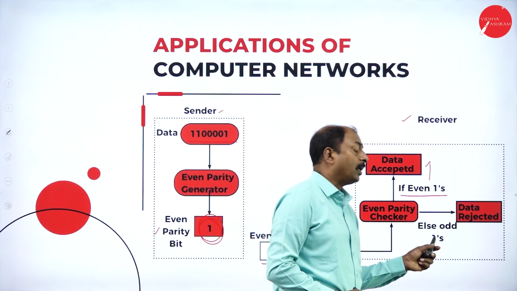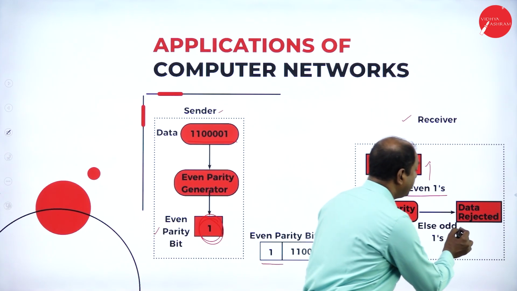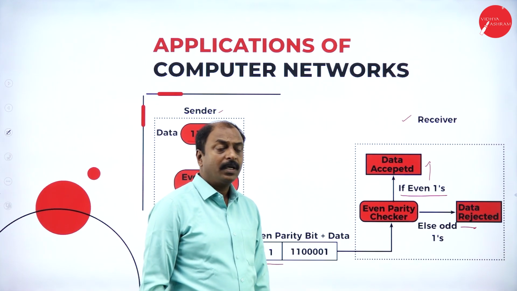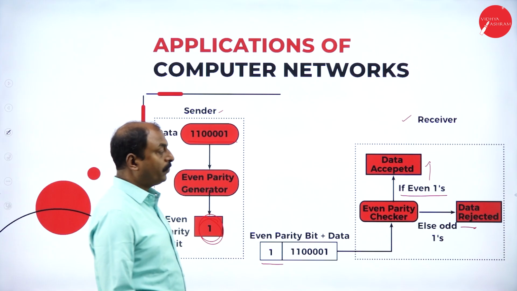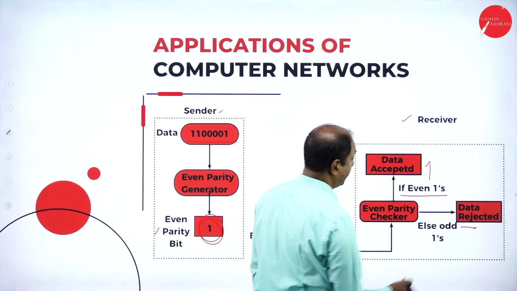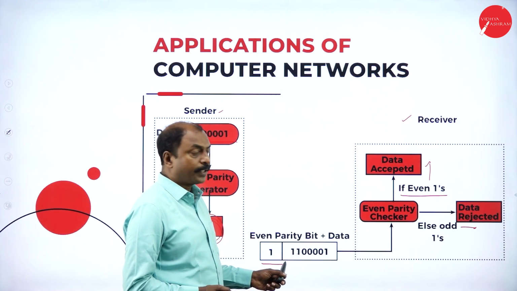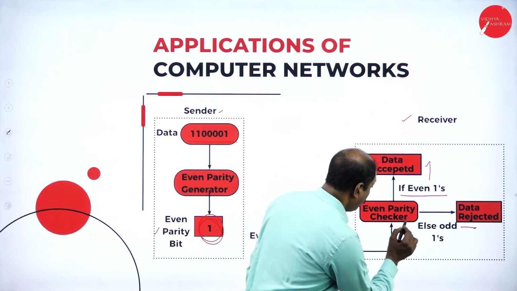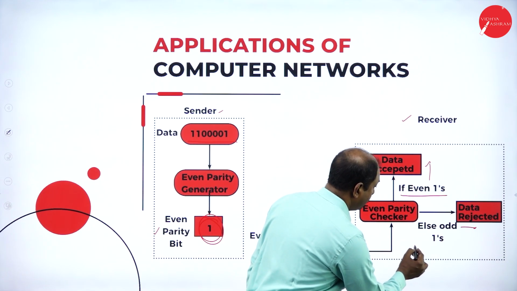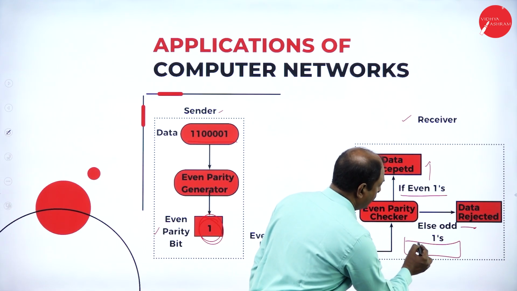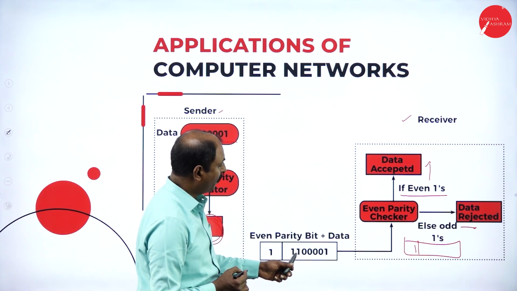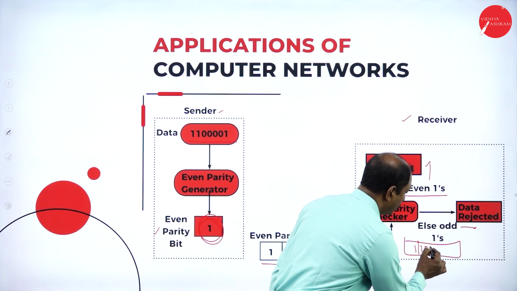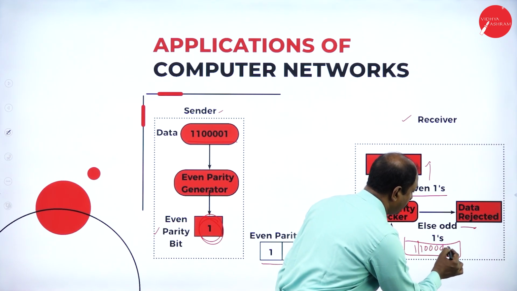Suppose if there is an odd number of ones, then the data is rejected. It means that there are some errors in the network or during data transmission. Now, how can we say data is rejected here? In the example, suppose the receiver receives the data: this is the parity bit, and here 1 1 0 0 0 0 1. So here 1 0 0 0 0 0 1.